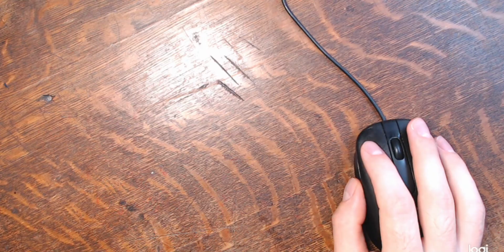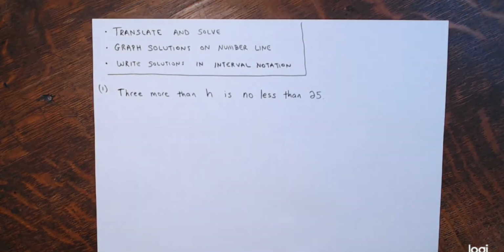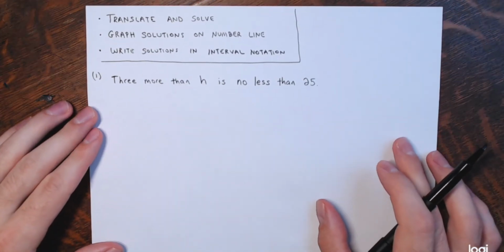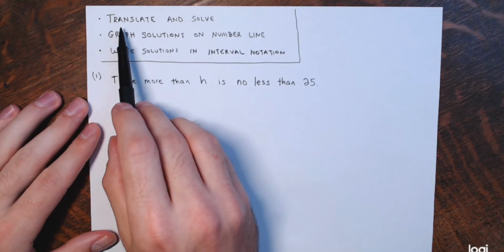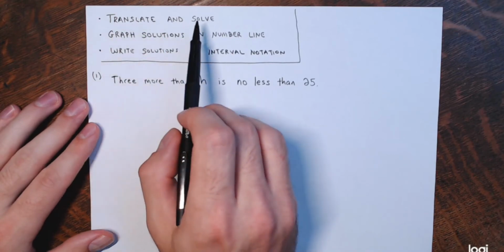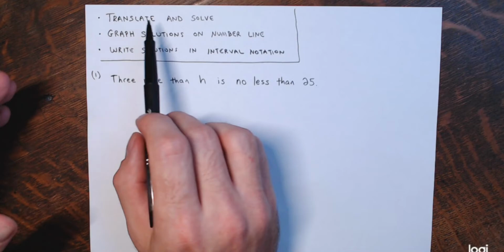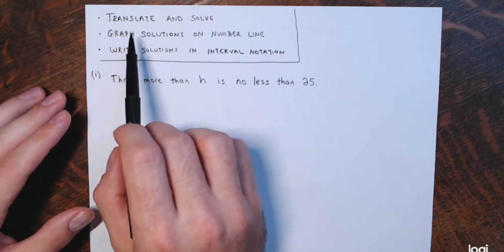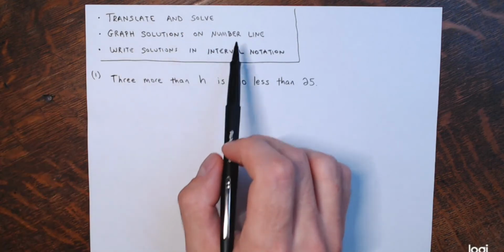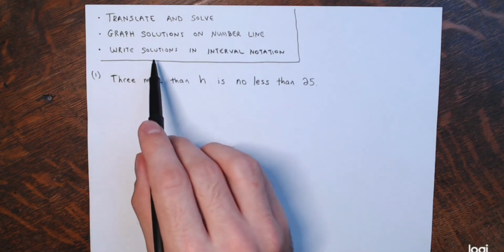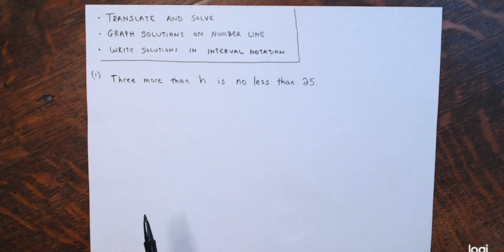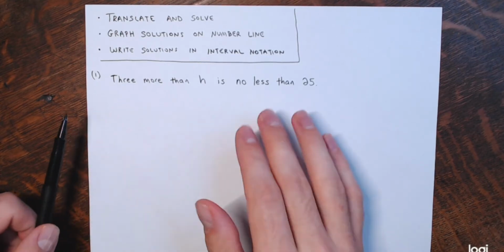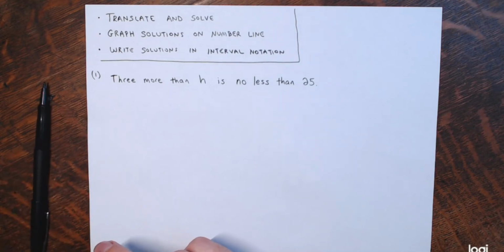Alright, so let's pull this up. So example 1, and in each of these exercises the instructions are the same. Translate to an inequality and solve it. Graph the solutions of this inequality on a number line and write the solutions in interval notation. Alright, so I'm just going to write these things as I read them, as expressions pop out at me. And you're looking for key words here.